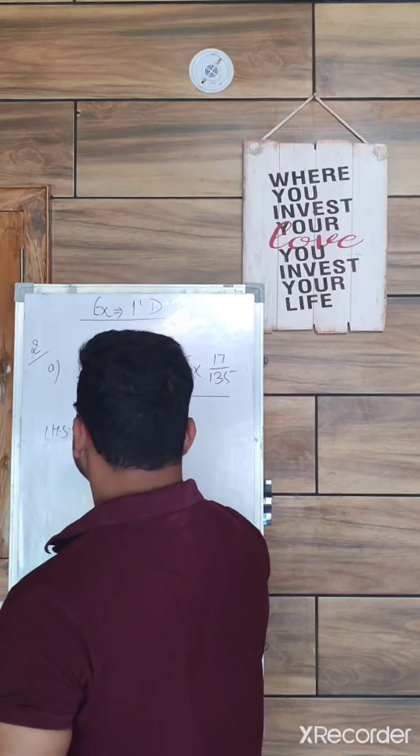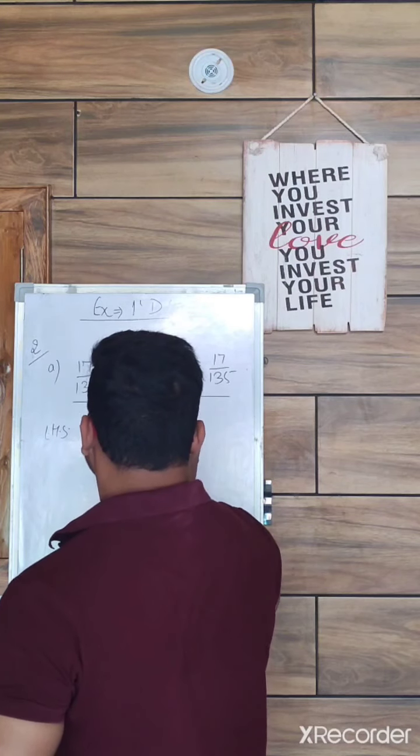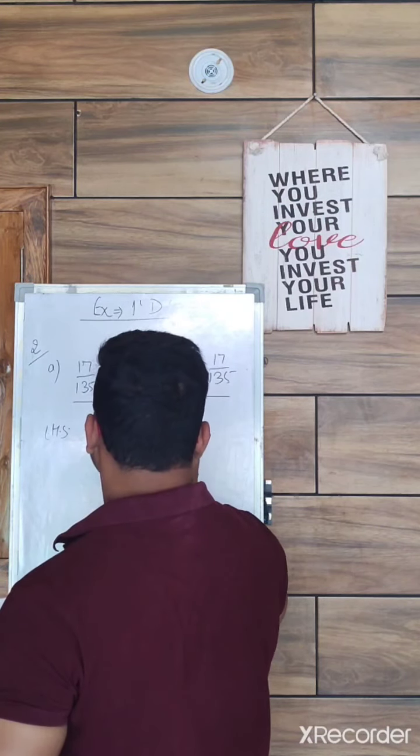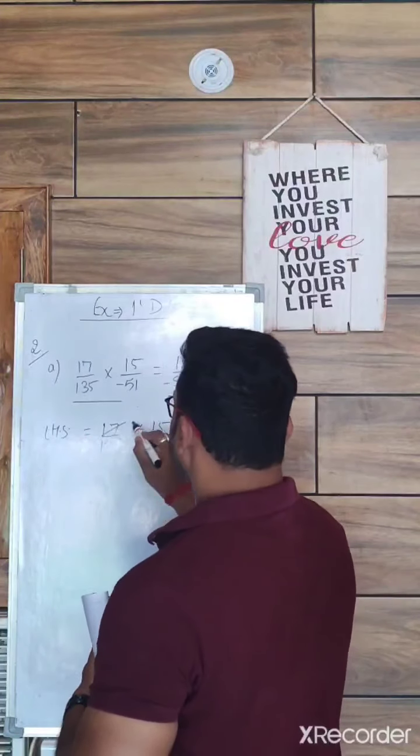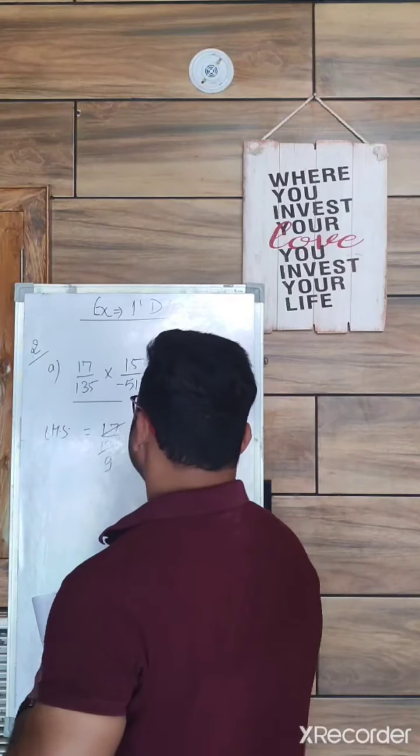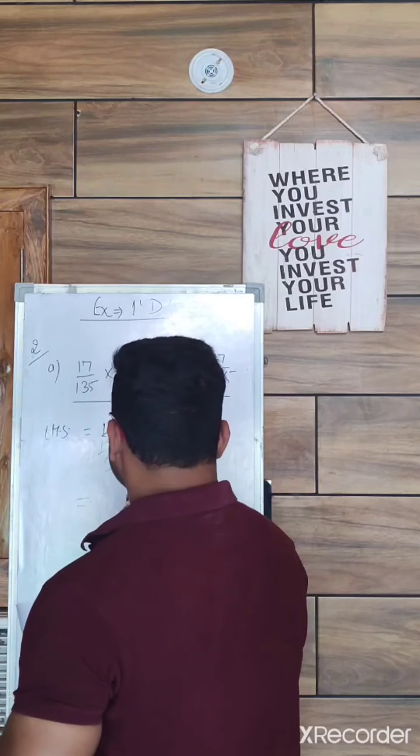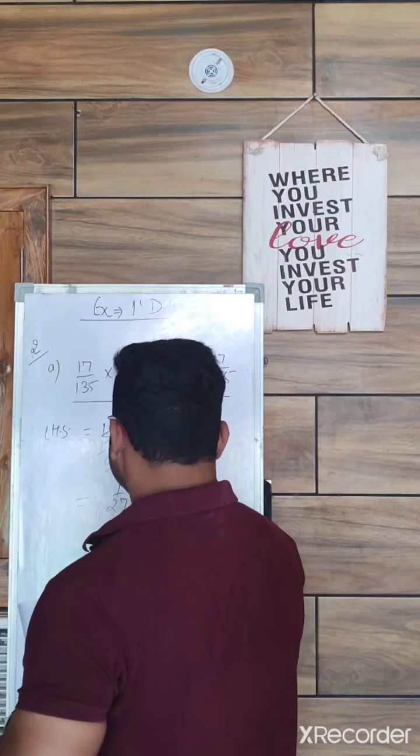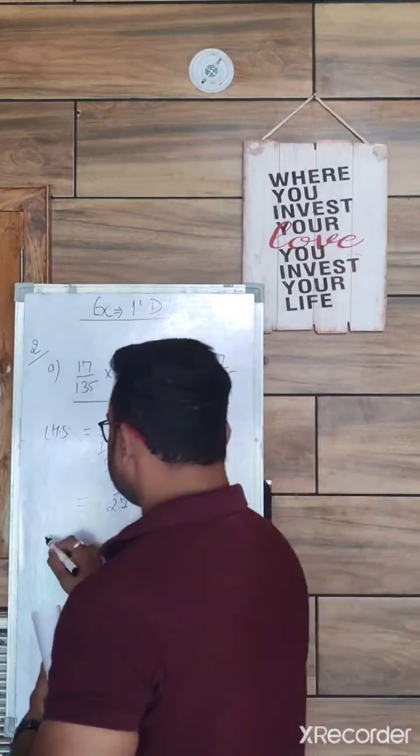17 upon 135 into 15 upon minus 51. 17 3s are 51 and 15 9s are 135. So you can see the answer is minus 1 by 27. Now solve RHS.